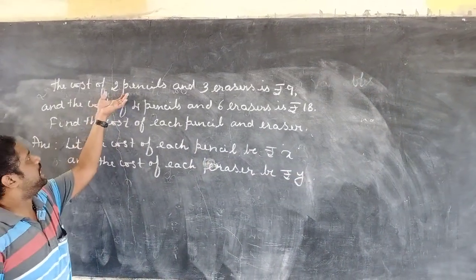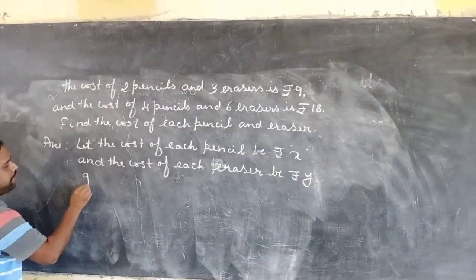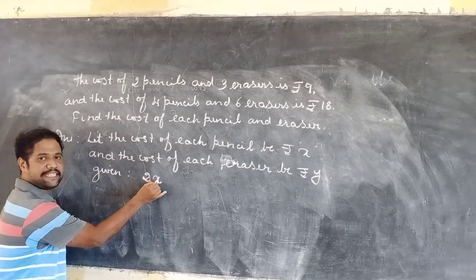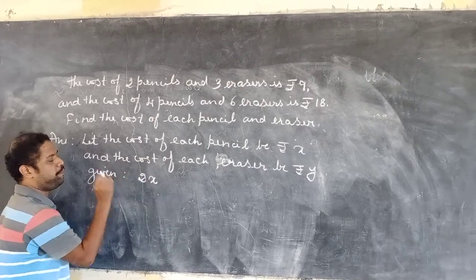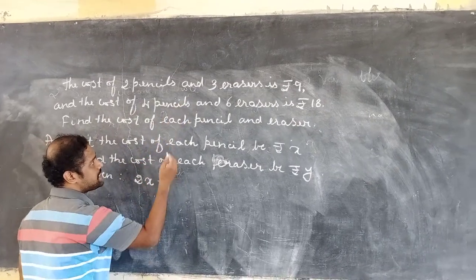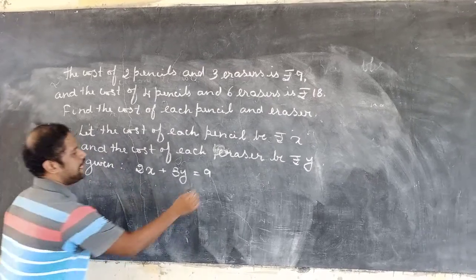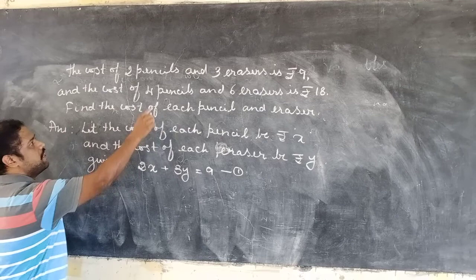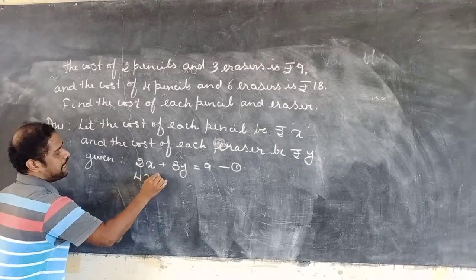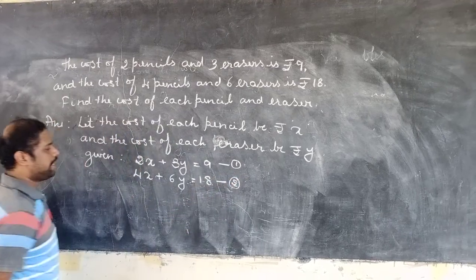And the first situation: the cost of 2 pencils and 3 erasers is rupees 9. The cost of each pencil is x rupees. How many pencils are there? 2 pencils. Plus the cost of 3 erasers. 1 eraser is y, so 3 erasers cost 3y. Together the cost is 9 rupees. Take it as equation 1. And the second situation, 4 pencils and 6 erasers cost 18 rupees. Therefore, we write 4x plus 6y is equal to 18. That is equation 2.